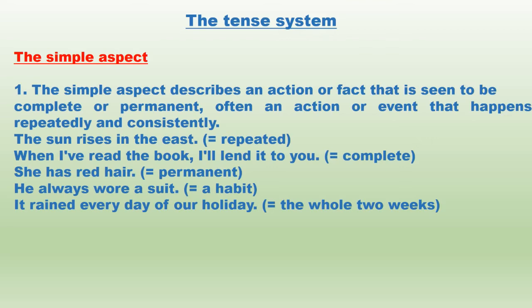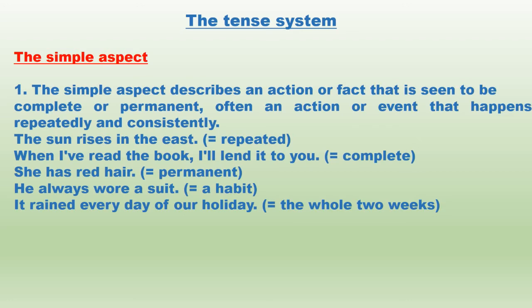As I mentioned earlier, there are four aspects in the English language: simple aspect, continuous aspect, perfect aspect, and perfect continuous aspect. The simple aspect describes an action or fact that is seen to be complete or permanent, and please focus on complete and permanent. It is an action or event that happens repeatedly and consistently. For example, the sun rises in the east. This happens repeatedly, so every day the sun rises from the east.